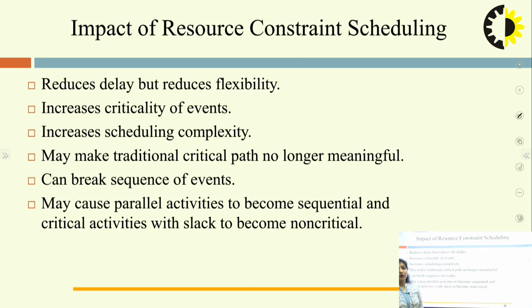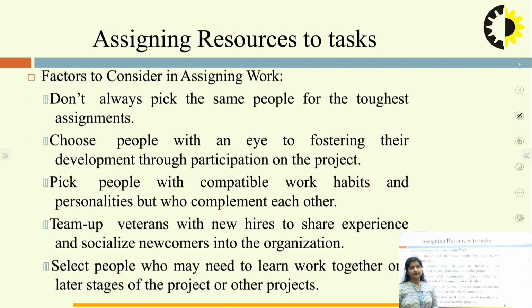Now, what is the impact of resource constraint scheduling? There are various effects: they can reduce the delay, they can increase the criticality, they can also increase the cost, and they can also affect the critical path that we identify, the traditional critical path. So these are the various impacts of resource constraint scheduling.